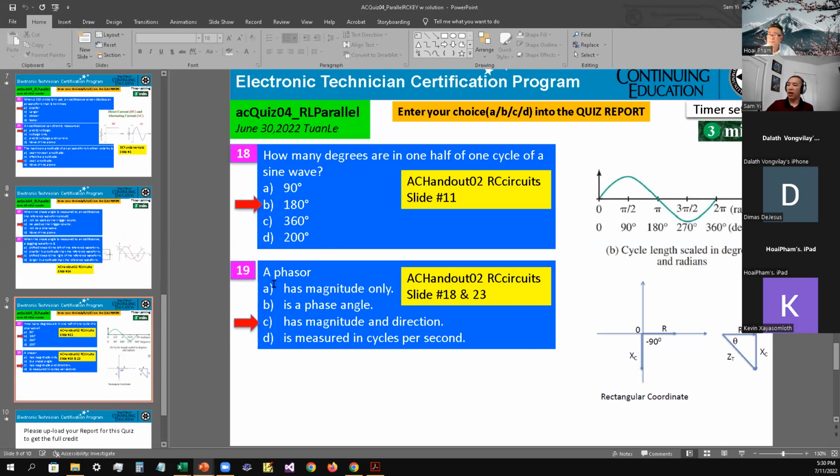Number 19, a phasor, okay? A phasor has magnitude and direction. As you can see, it has a magnitude of ZT as well as a direction of this theta. So the answer is C as in cat for number 19.